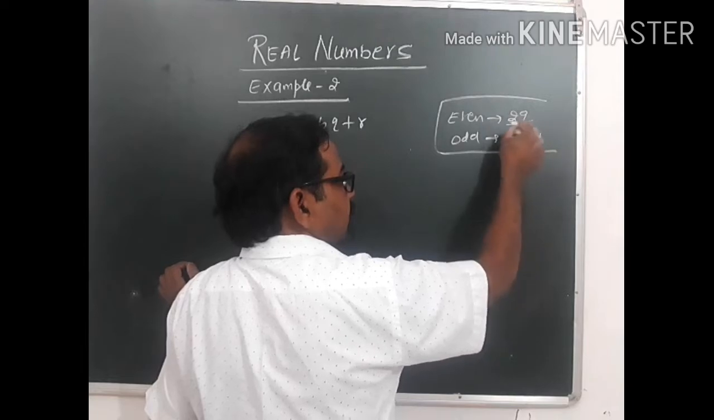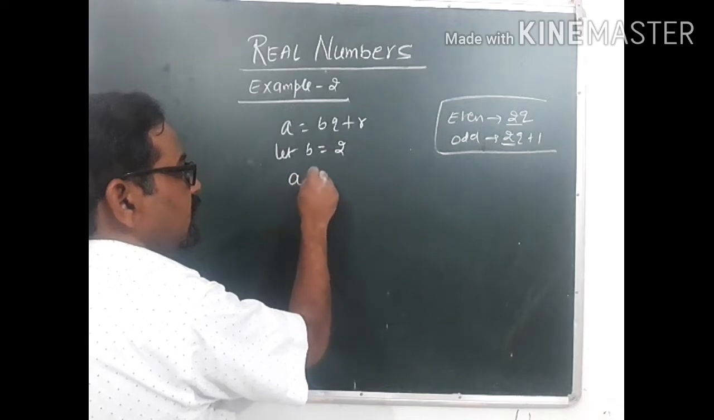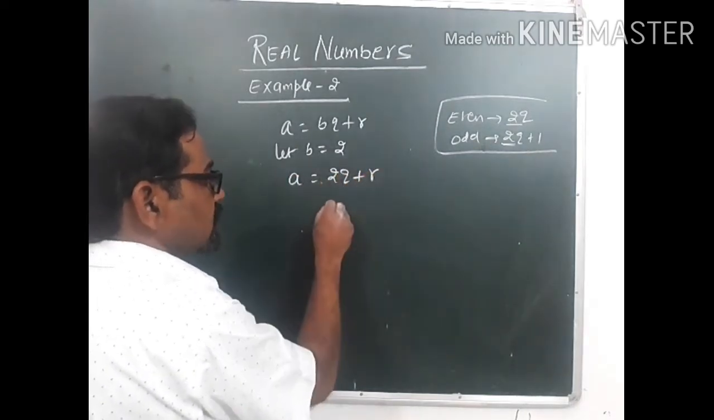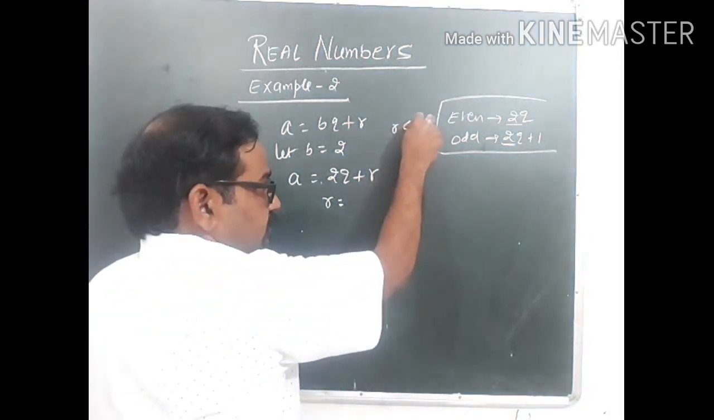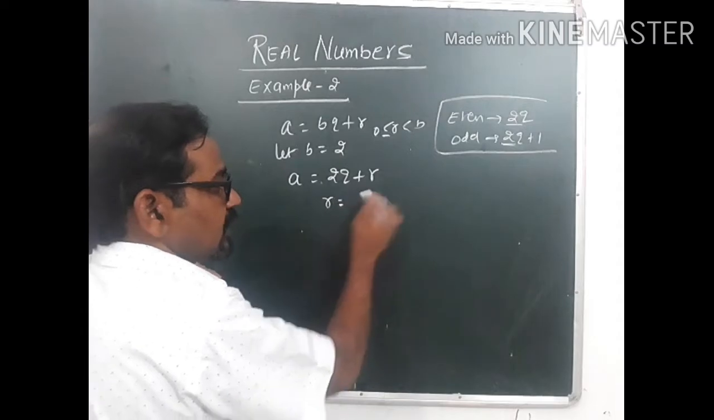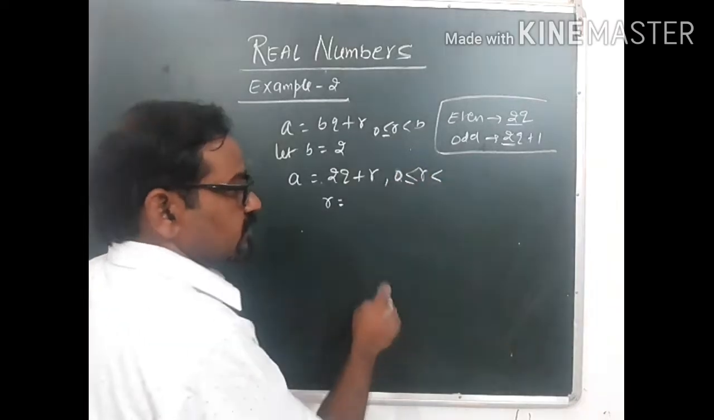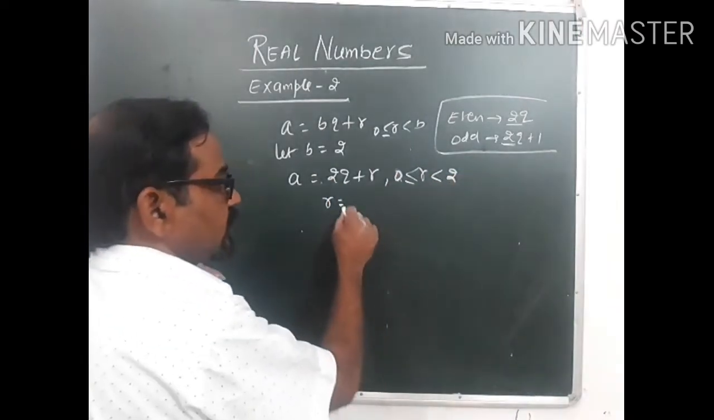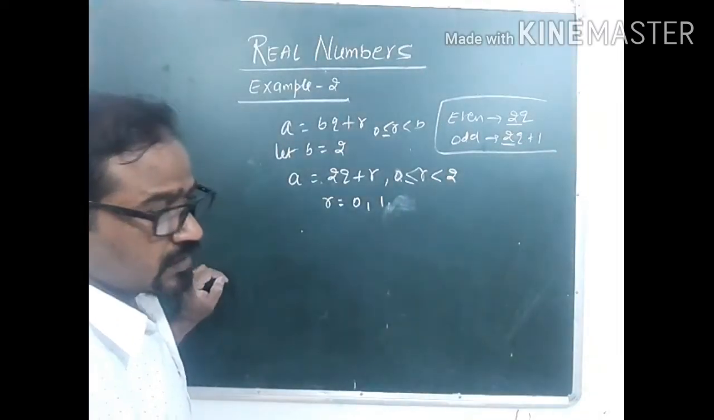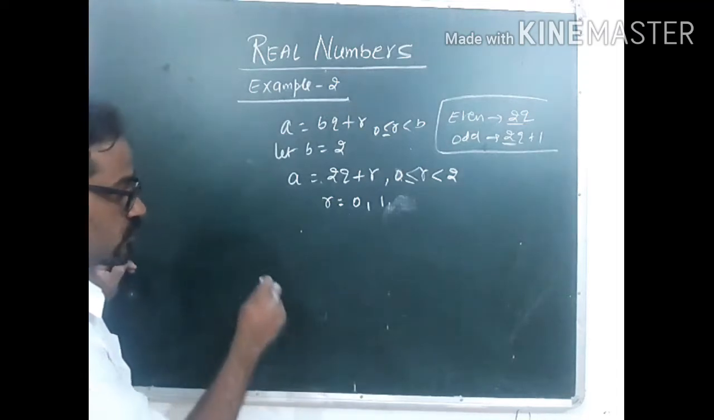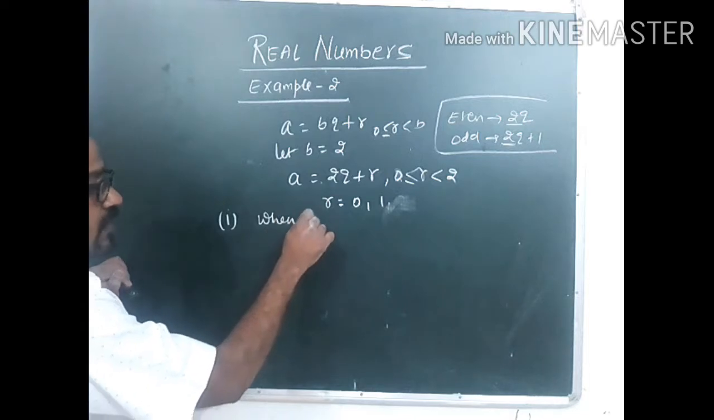It means let b equal 2. Then a equals 2q plus r. The remainder r is greater than or equal to 0 and less than b. b means 2. Therefore r equals 0 or 1, only 0 and 1, which are less than 2. So there are two cases. The first case is when r equals 0.